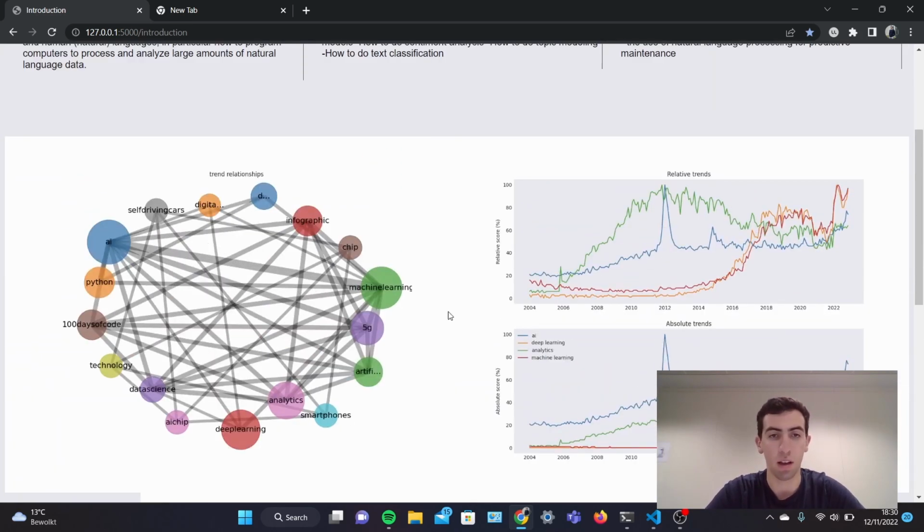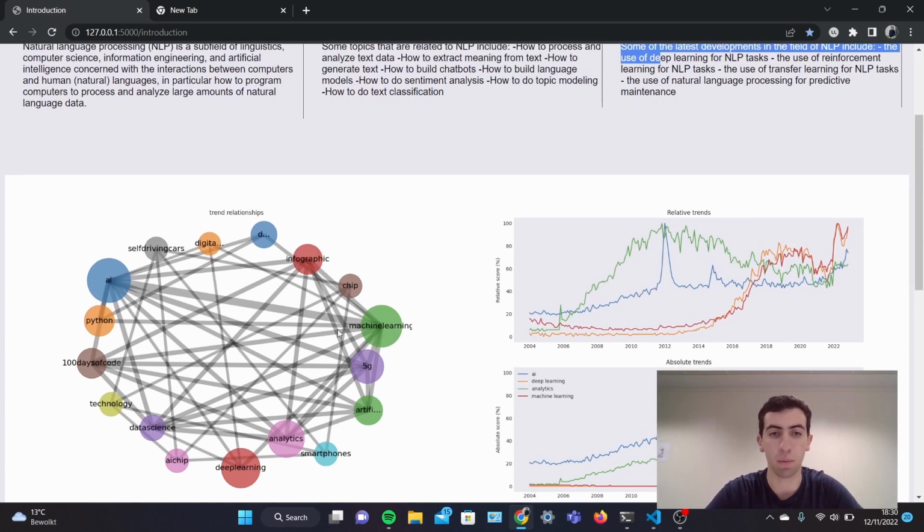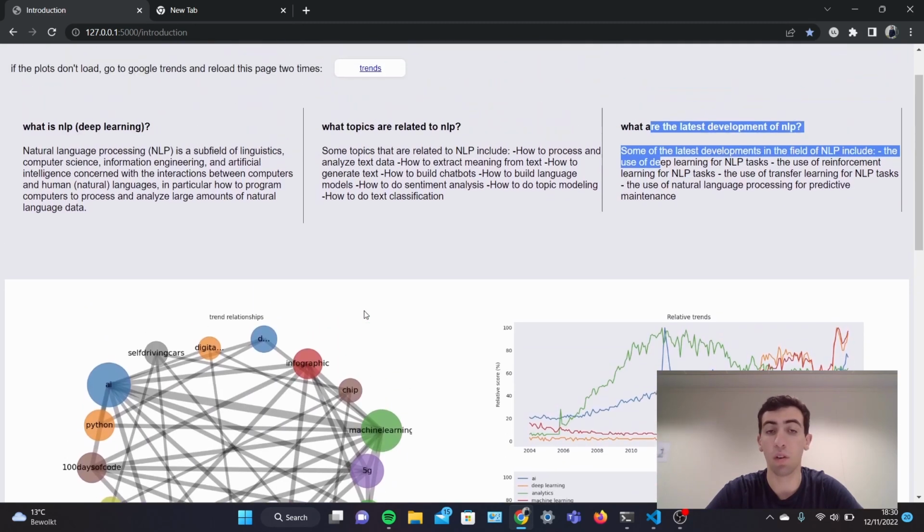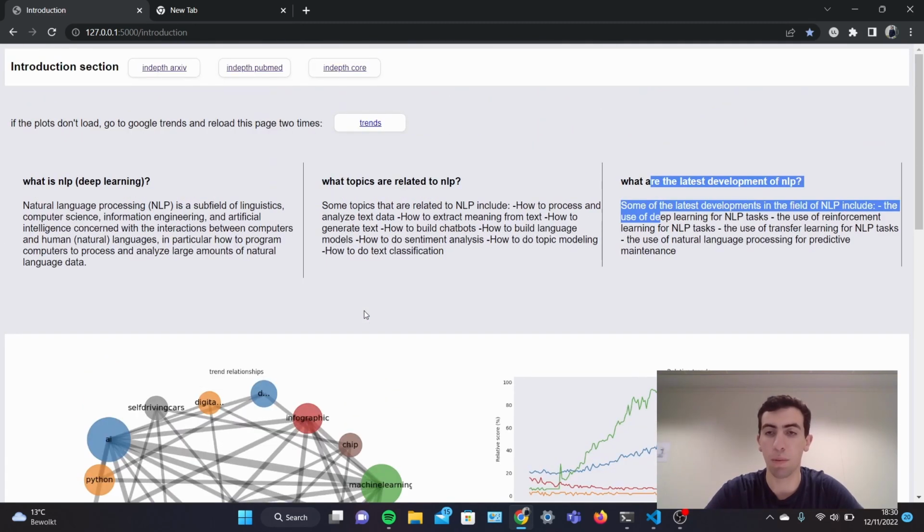We can see that, for example, there is a strong correlation between AI and machine learning, which is not surprising. And yeah, the dimension of the node also represents the importance compared to NLP for each topic. And the thickness of the edge is the correlation between the two things. So how many times they co-occur with each other.